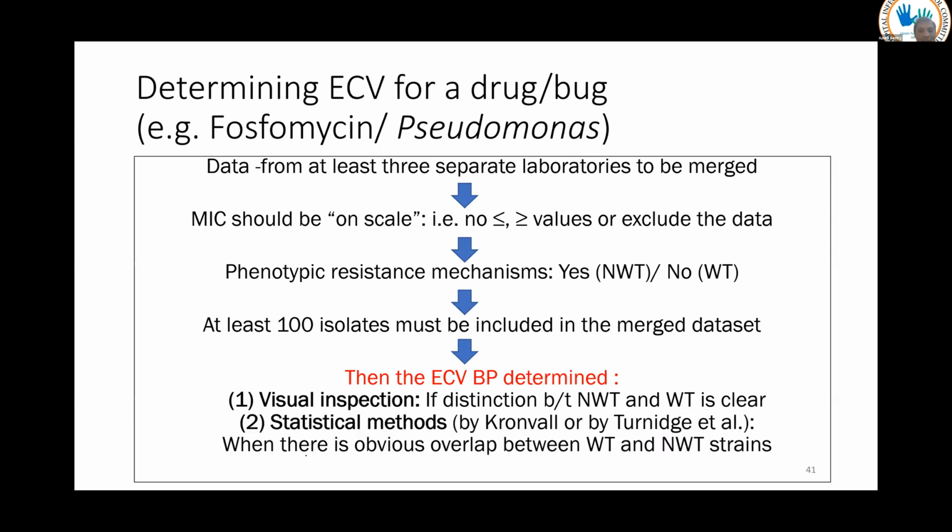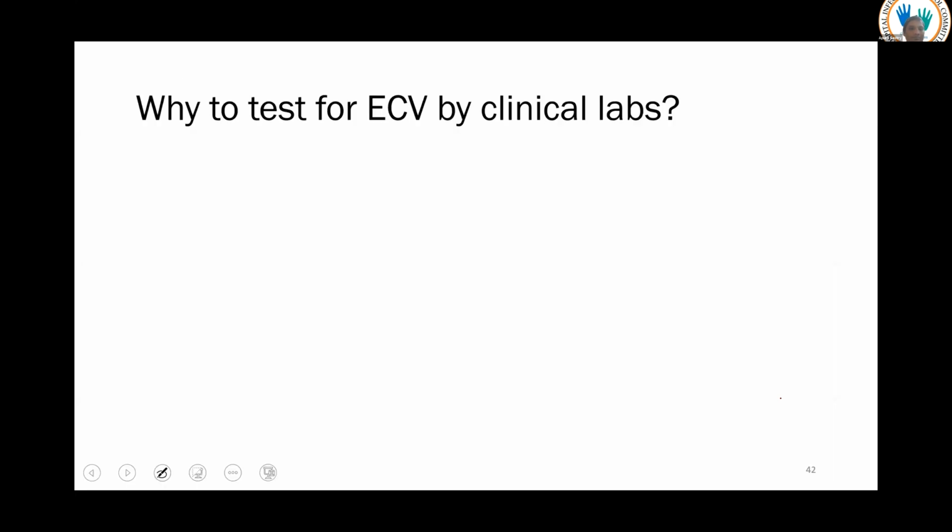However, if there is an obvious overlap between the MIC values of the wild type and non-wild type strains, like some wild type strains will have a higher MIC and some non-wild type strains will have lower MICs, if you have overlap, then you can use statistical methods. There are some statistical methods available by which ECOF breakpoints can be determined.